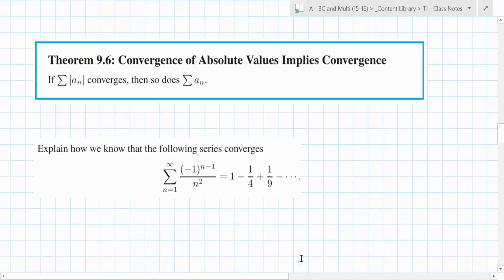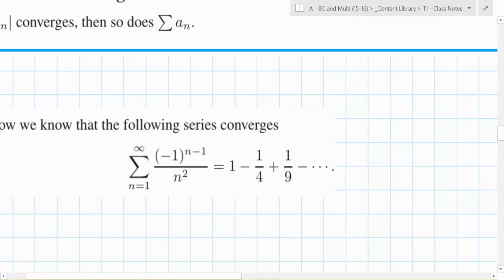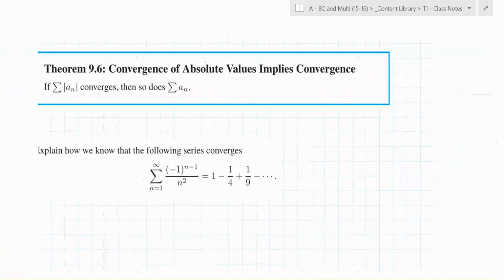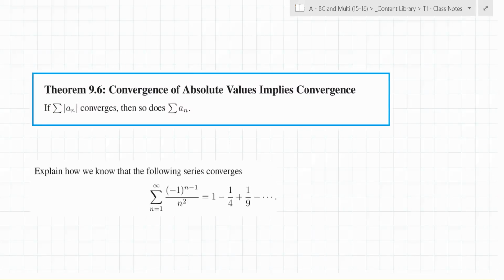Nice. So, theorem 9.6. Convergence of absolute value implies convergence. If the absolute value of a series converges, then so does the series. So, take a look at the example right here. Alternating sign, right? It goes plus, minus, plus, minus, plus, minus. What this theorem tells us is if the sum of the absolute value of each of those terms converges, then this converges. It creates a little bit of a headache because you're subtracting and then adding. But what you now can do is think of them as all plus. If it was 1 plus a 4th plus a 9th, et cetera, does it converge? Yes. It does.